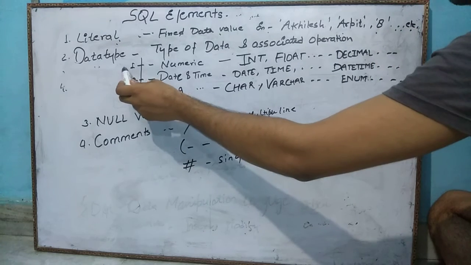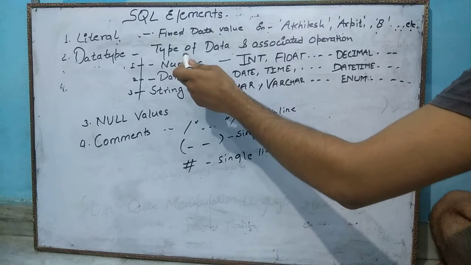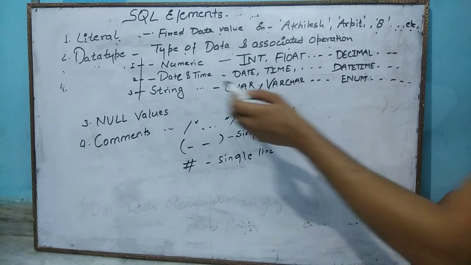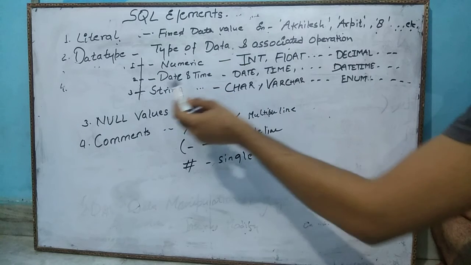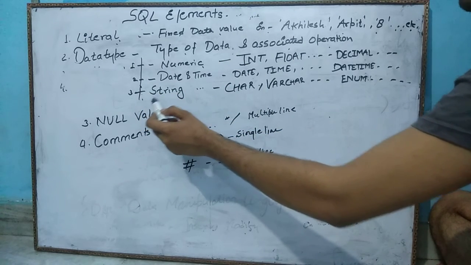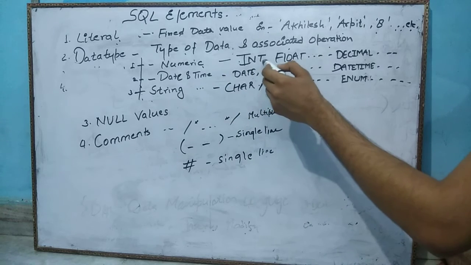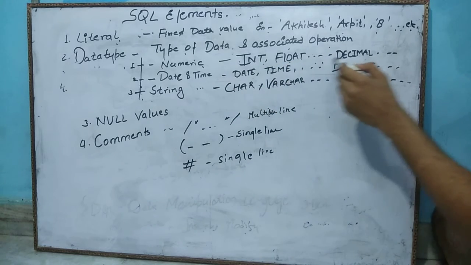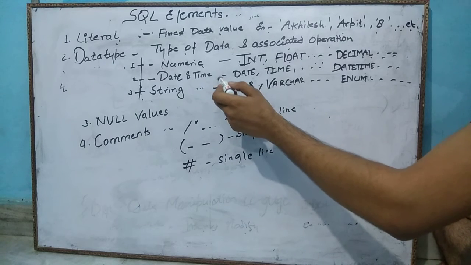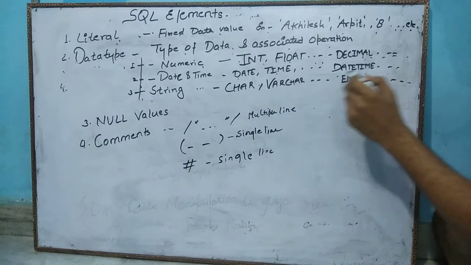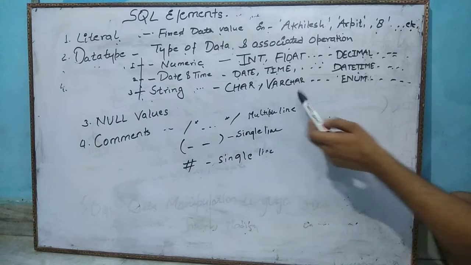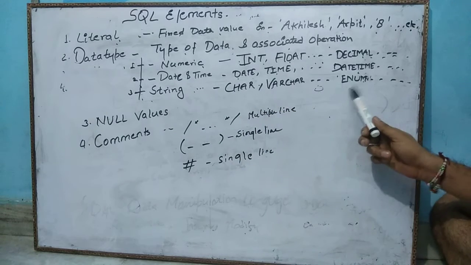Number two is data type. Data type is a type of data and the associated operations which we perform on that data. There are three types of data types. Number one is numeric, number two is date and time, and number three is string. Numeric includes int type, float type, decimal type, and so on. Date and time includes date, time, date and time, and so on. String includes char, varchar, enum, and so on.